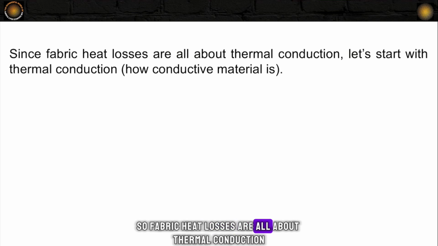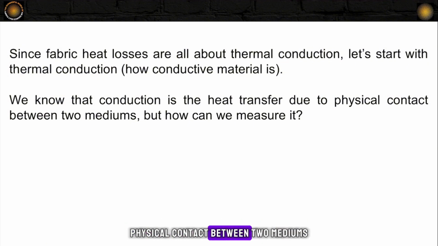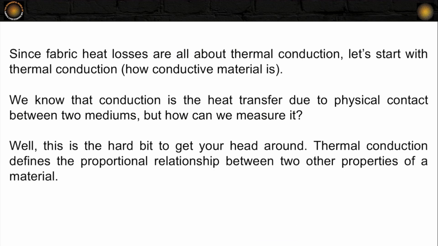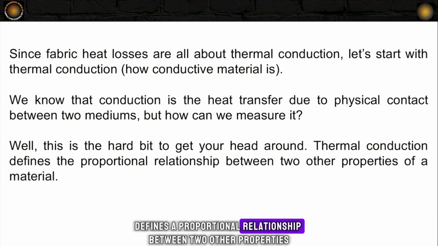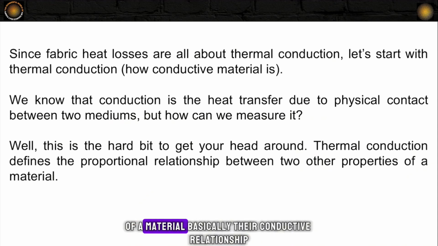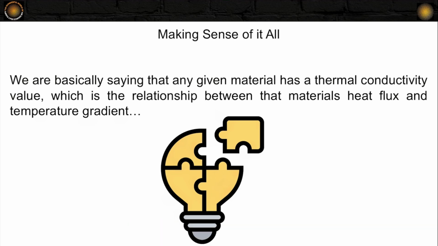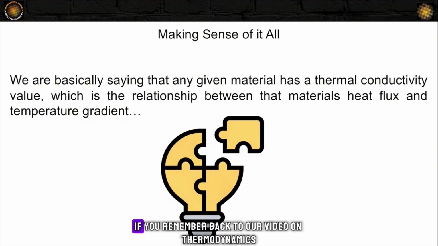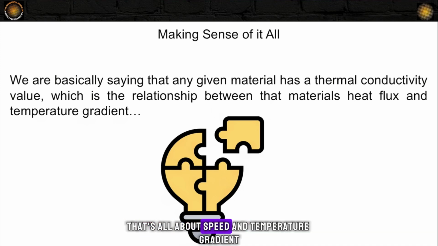So fabric heat losses are all about thermal conduction. Let's start with how conductive a material actually is. Now, we should know that conduction is heat transfer due to physical contact between two mediums, but how can we actually measure it? Now, this can be a bit alien to get our head round, as thermal conduction defines the proportional relationship between two other properties of a material, basically their conductive relationship. So what we're basically saying is that any given material has a thermal conductivity value, which is a relationship between that material's heat flux and temperature gradient or temperature difference. If you remember back to our video on thermodynamics with the scales tipping, that's all about speed and temperature gradient.